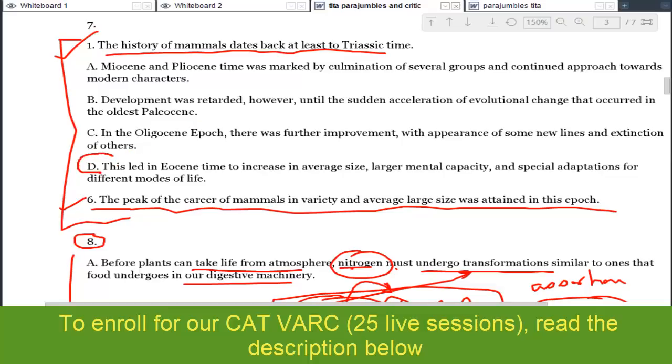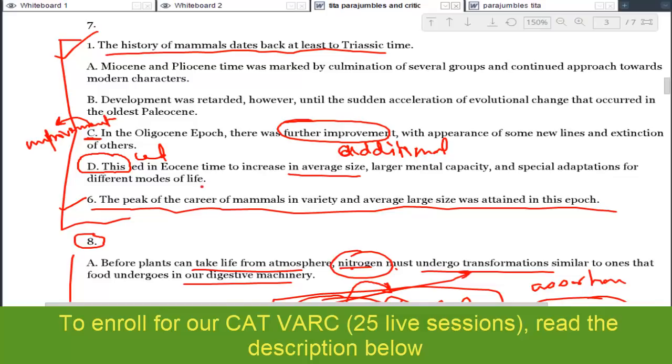So it says this led in Eocene time to increase in average size. That means the word this is used here, so this here must have some kind of reference. At the same time, in statement C, there was further improvement. That means basically this is additional improvement. So before sentence C, I should have some improvement, and sentence C says there was additional improvement. That means the statement before C must have some kind of improvement, and this must refer to something. Now my point is, where do you see improvement apart from statement C?